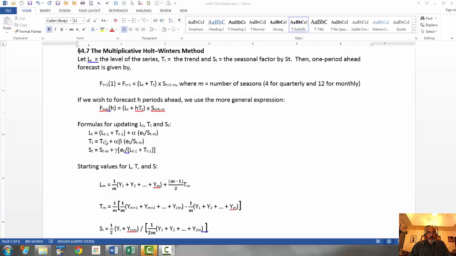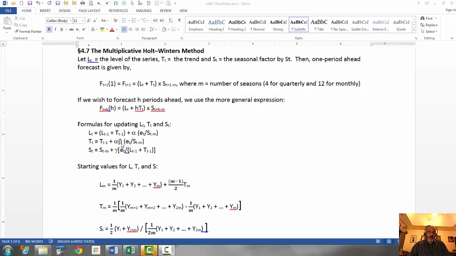And when you have multiplicative models, again we have L sub t, T sub t, S sub t. Now remember, in the additive model, after you add the local value and the trend, we added the smoothed seasonal index. Now we're going to be multiplying. These are the formulas like we have seen before, for the multiplicative model, and then the starting values. The starting values for T and L are the same, but for seasonality, since this is multiplicative, instead of a minus we have a division. That's the difference in starting values.